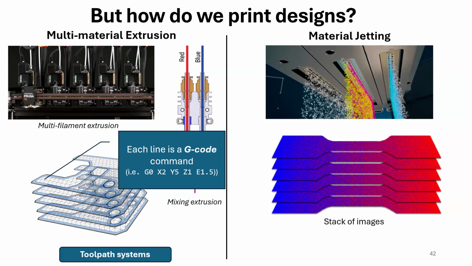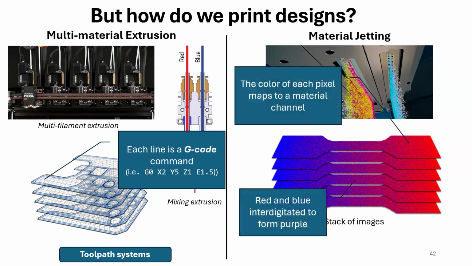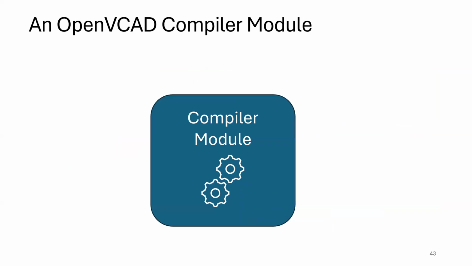And this printer takes a different type of input file. In this case, it's a stack of images, or a bitmap stack. And in it, we say that each color of the pixel defines a different material channel. In this case, we only have 2 different colors, red and blue, and we just interdigitate them to create the gradient in different combinations of that, in this case, purple, in the middle of the object. Broadly speaking, we're going to call these voxel systems because they capture the definition of their print files as volumetric data, as voxels.